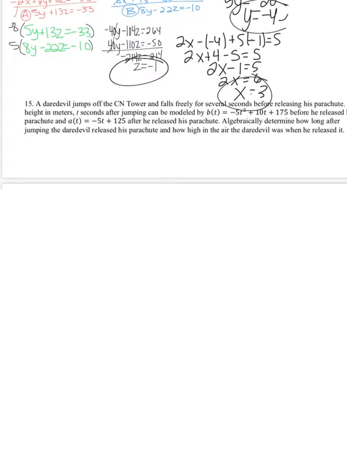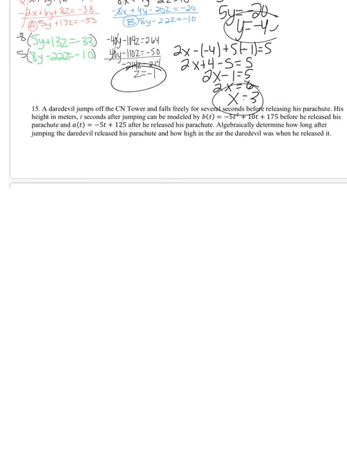Number 15, your first word problem. A daredevil jumps off a CN tower and falls freely for several seconds before releasing his parachute. His height in meters is a parabola. So this is him when he jumps off the tower. And after he releases his parachute, it looks like this. So this is essentially what happens. So let me erase this. The daredevil jumps off the tower and he goes a little bit, opens up his parachute, and then he is a linear equation.